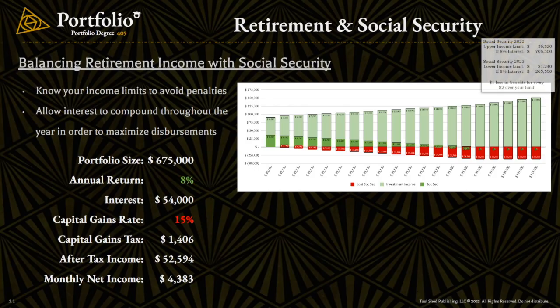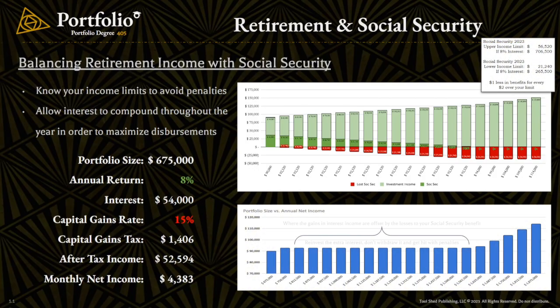Now, what you see here is an individual with a $675,000 portfolio earning 8% a year. Now, as they make withdrawals, they'll pay a 15% capital gains tax on any investment earnings above $44,626 per year. That would mean that they receive about $52,594 per year. And over time, as those investments grow and their payments become larger, if the Social Security limits don't change, they're going to lose some of their Social Security benefit as their investment earnings surpass that upper limit.